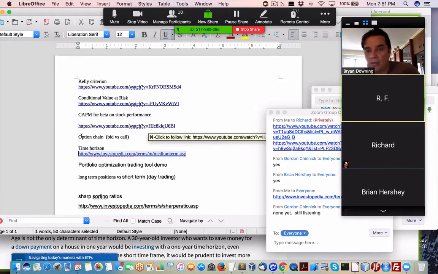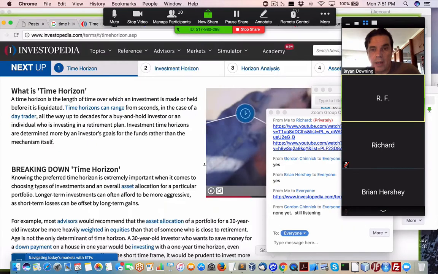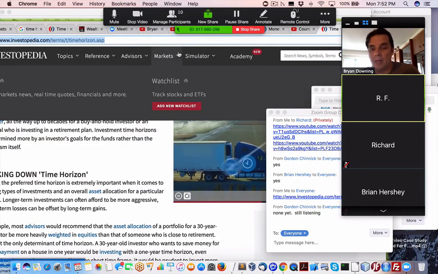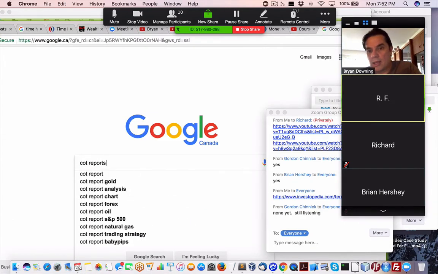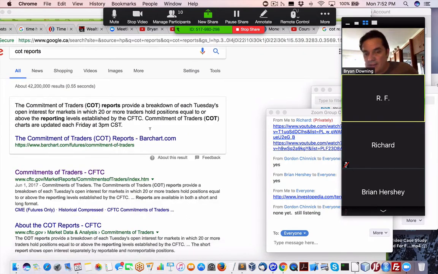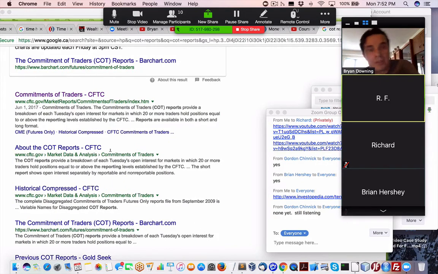So one thing I should mention, which I haven't mentioned here, and it's a very important one, is the commitment of traders reports. These are very powerful. A lot of people are not familiar with this. These are known as COT reports. They are commitment of traders reports from the CFTC, who oversee futures traders in the US, and they have a weekly report that will indicate where money's going for certain types of commodities.